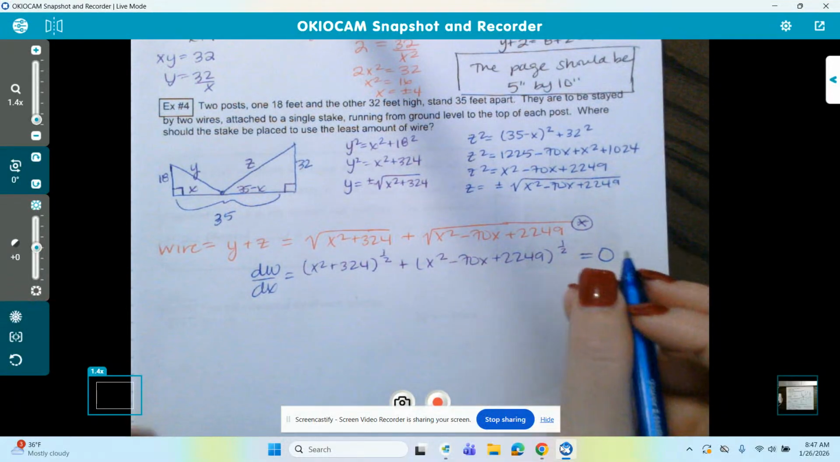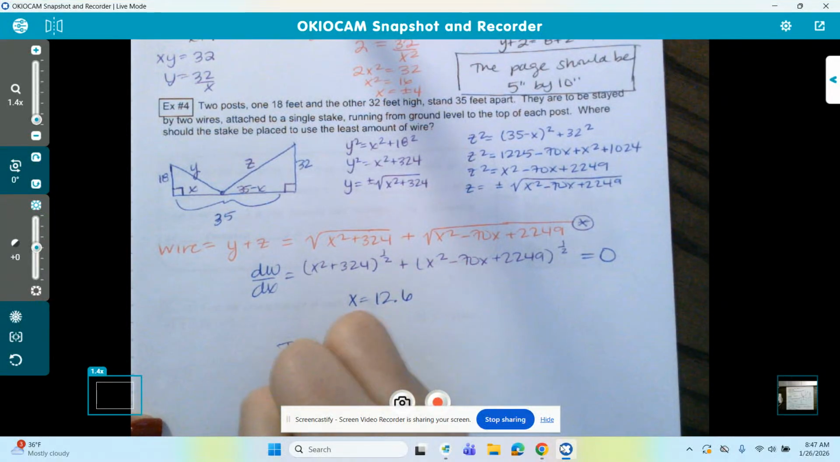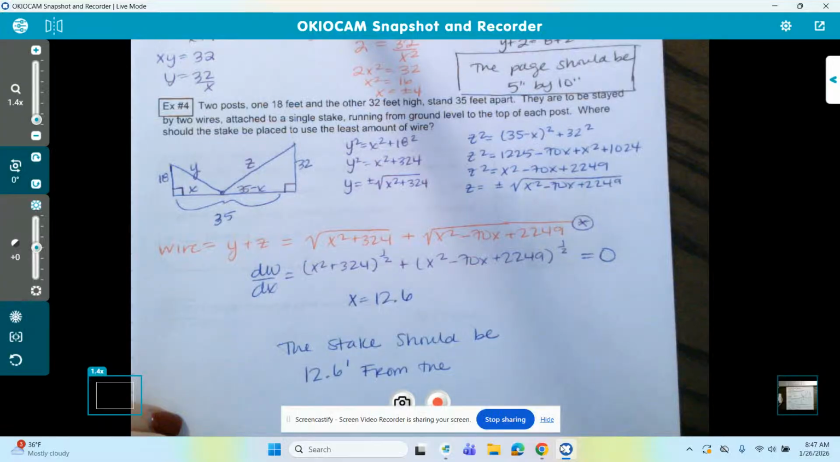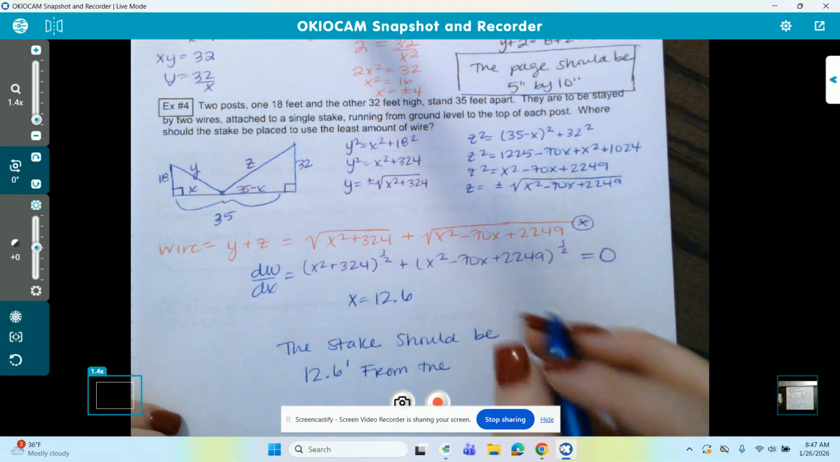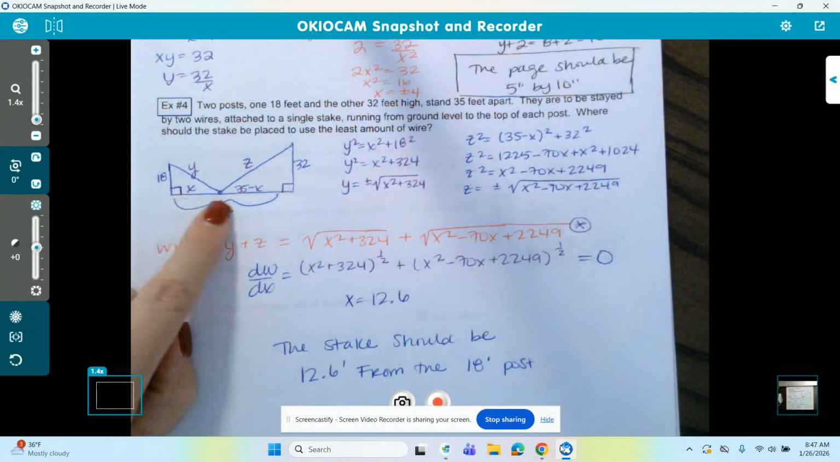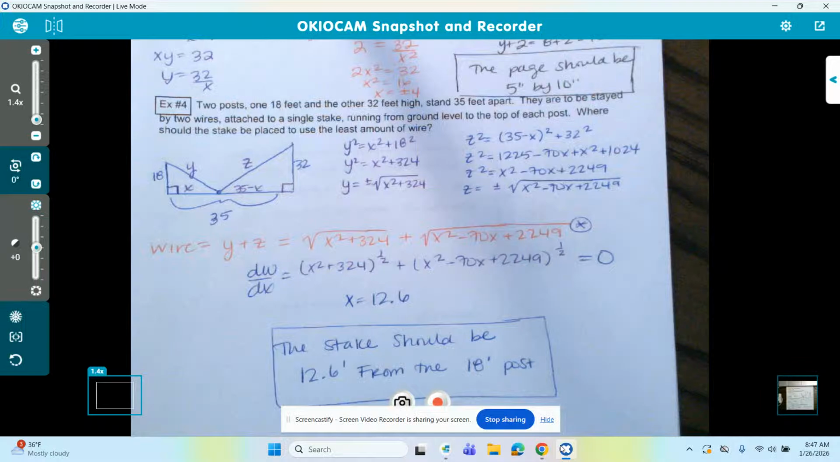Okay, we want all that equal to 0, so x is going to equal 12.6. So we know the stake should be 12.6 feet, and that's x, right? From the 18-foot post. The reason I know that is because we made x up here our value from the 18-foot post. If you want to find how far it is from the 32-foot post, you would have to do 35 minus that to get that value.